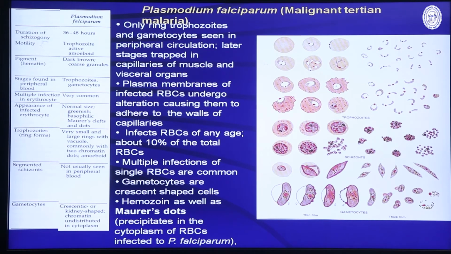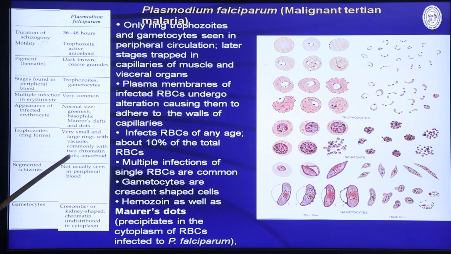Now coming to the last and very important one, that is Plasmodium falciparum. This is also termed malignant tertian malaria. The term malignant is a very fear-creating word. That means it is silently growing within your body, and it can be diagnosed only when it comes to the final stage. And when it is diagnosed, there is very little time to cope with the disease.